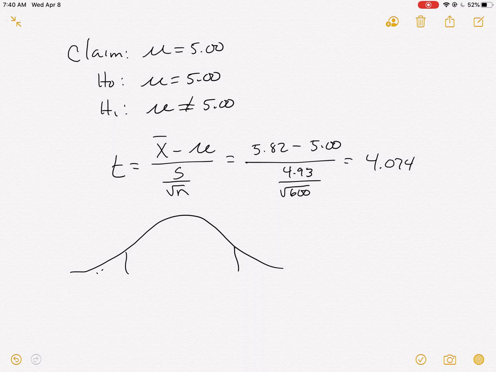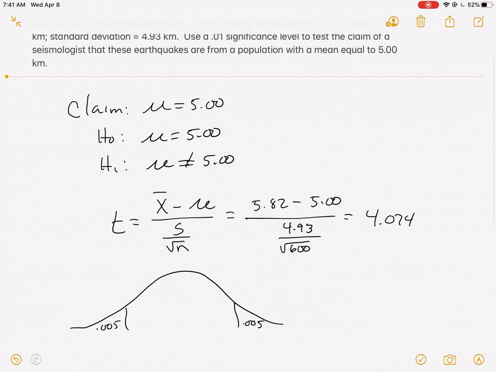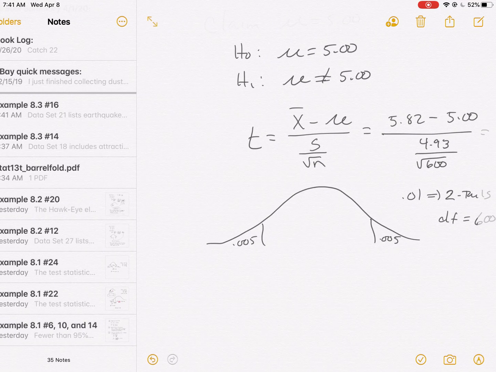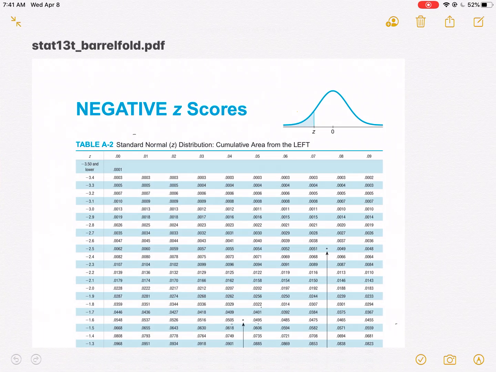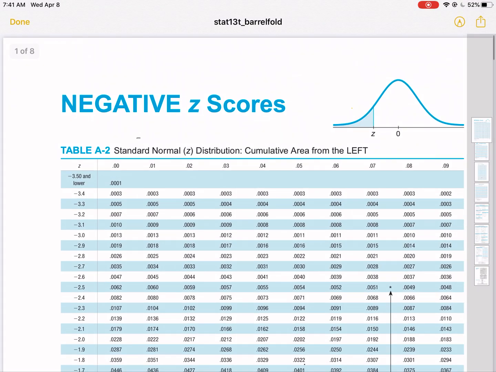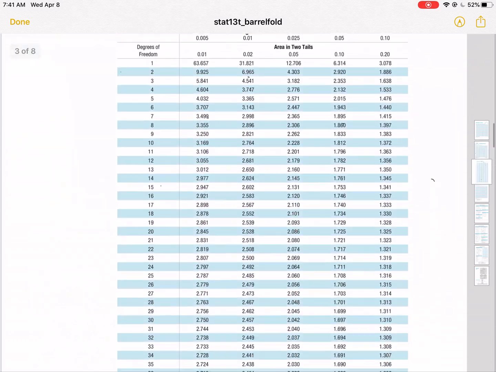But now that there's two tails, remember we have to split it up. If I draw a picture, now this is 0.005 in one tail, or 0.01 in two tails. So remember that 0.01 just got split up into two tails. Our degree of freedom is n minus 1, so it's 600 minus 1, or 599. Let's go see what we have in our t-chart. So let's go back to our t-chart, look that up together, and so tap on that so it becomes big, and we'll slide down. Hopefully it will let me just slide on down. I get stuck every once in a while.